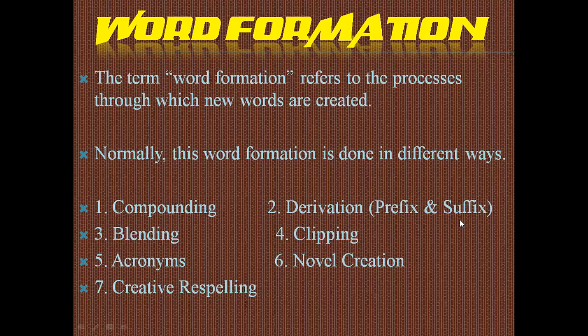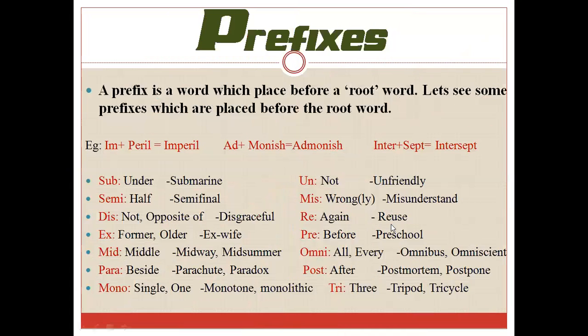These prefixes and suffixes are very useful for customizing the meanings of words. So make sure of that, and let's see what they're all about. As you're seeing here, a prefix is a word which is placed before a root word. So see here, the root word in the example is peril. Peril is the root word, and in is the prefix.